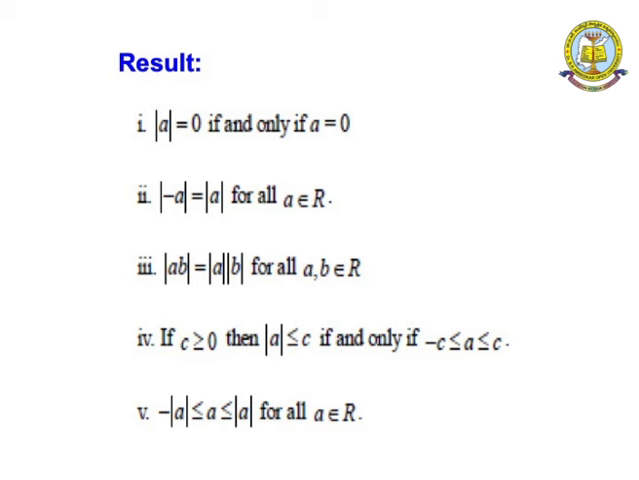Next, these are the modulus properties. Mod a equals 0 if and only if a equals 0. Mod of minus a equals mod a for all a belonging to R. Similarly, mod of ab equals mod a into mod b for all a, b belonging to R. If c is greater than or equal to 0, then mod a is less than or equal to c if and only if a lies between minus c and plus c. Similarly, minus mod a is always less than or equal to a, which is less than or equal to mod a, for all a belonging to R.